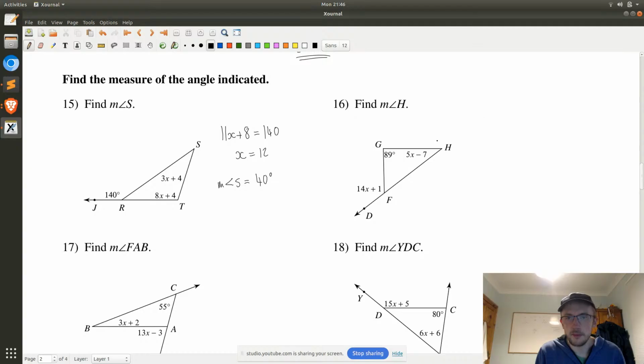Next up, 5x plus 82 must equal 14x plus 1. So 81 must equal 9x. So x must equal 9. But we must find the measure of angle H. So that is 5 times 9, which is 45, take away 7, which is 38.